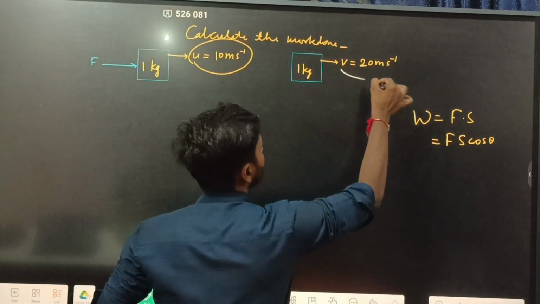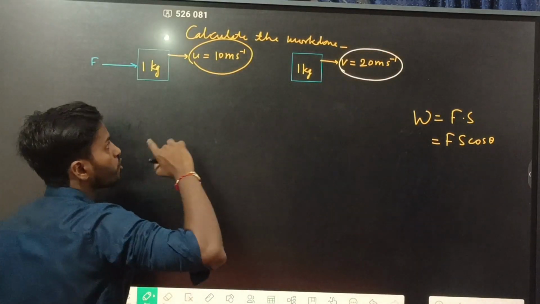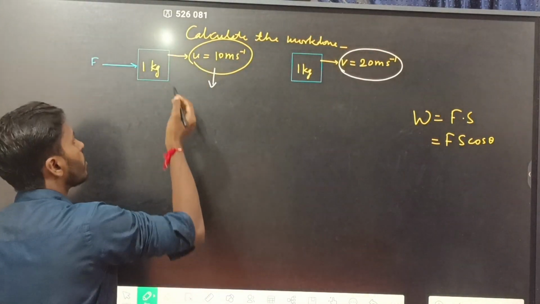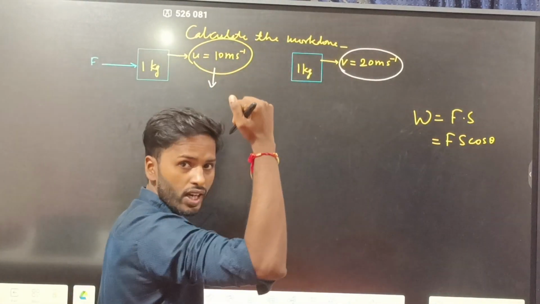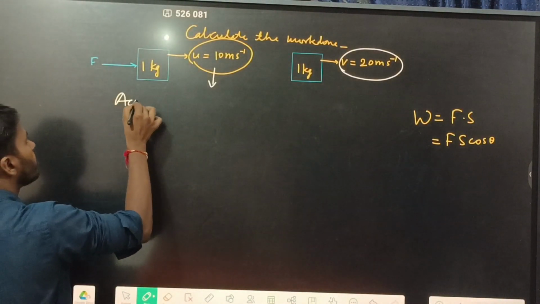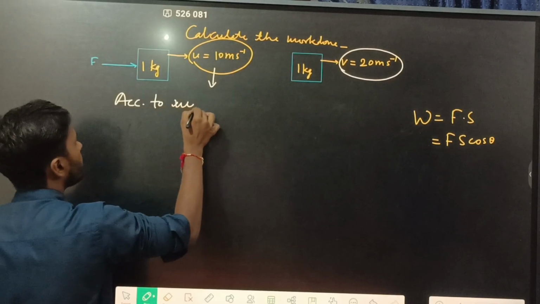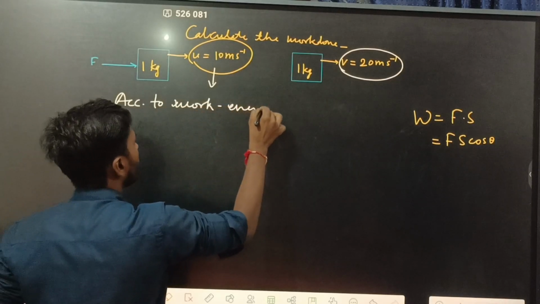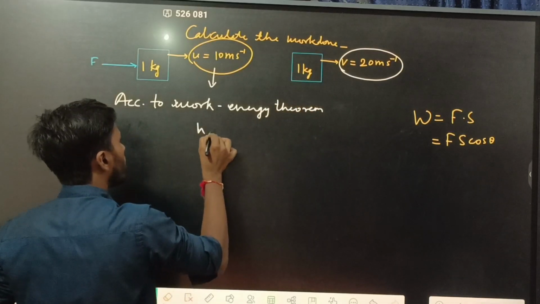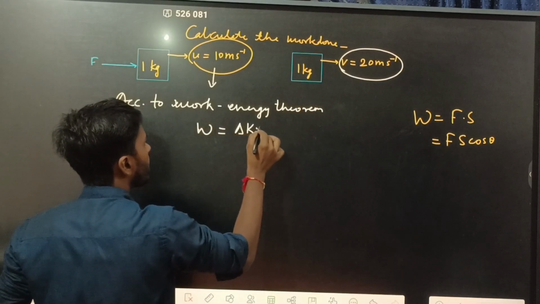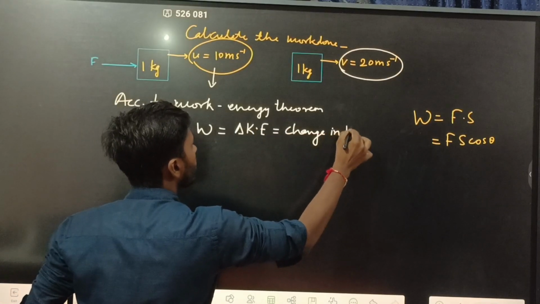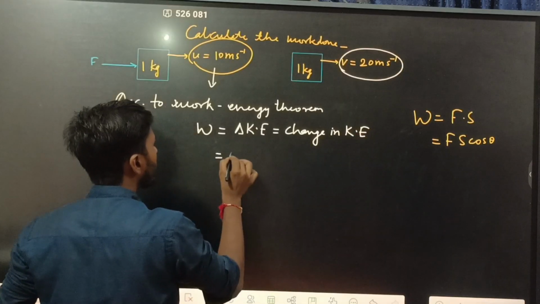Okay, and final velocity was 20 meter per second. So initial kinetic energy was caused by this initial velocity, and final kinetic energy was caused by this final velocity. And what we have, we will apply according to work energy theorem. W is equal to delta KE, means change in kinetic energy.